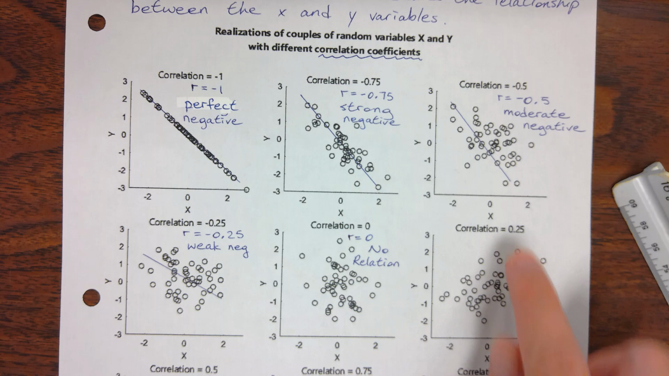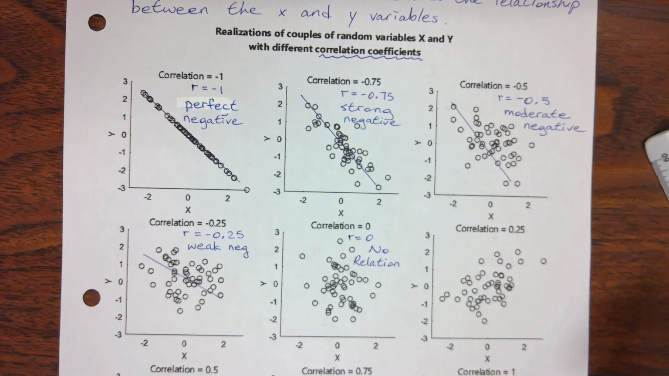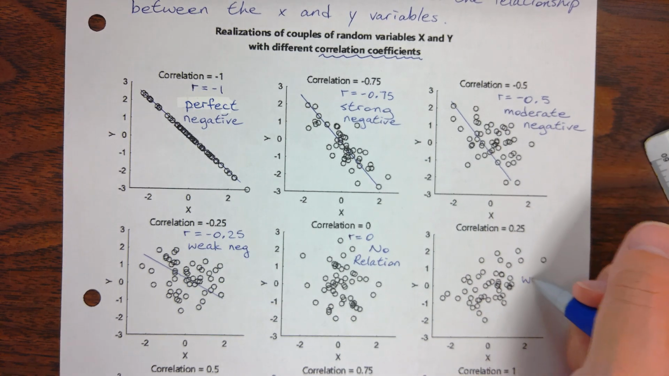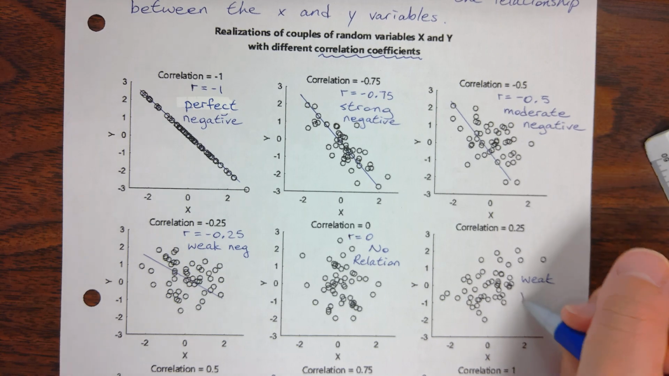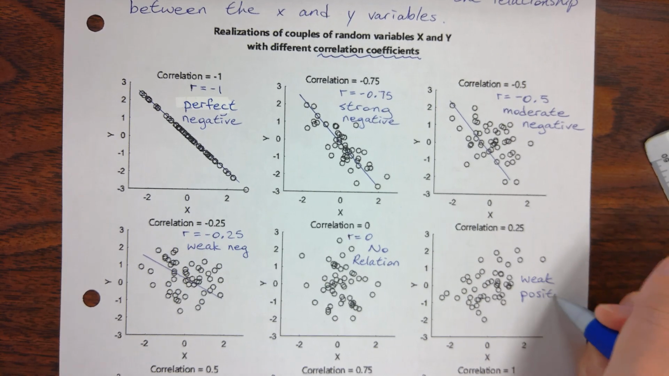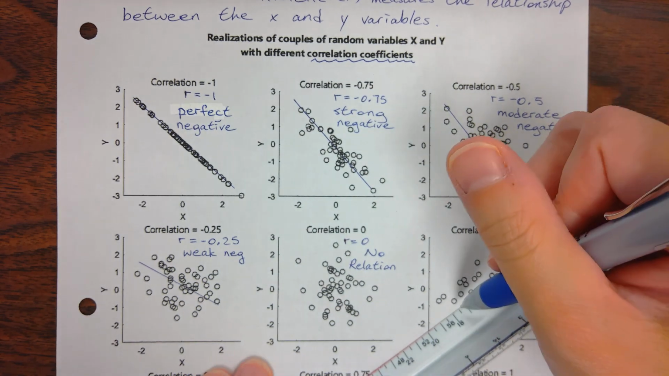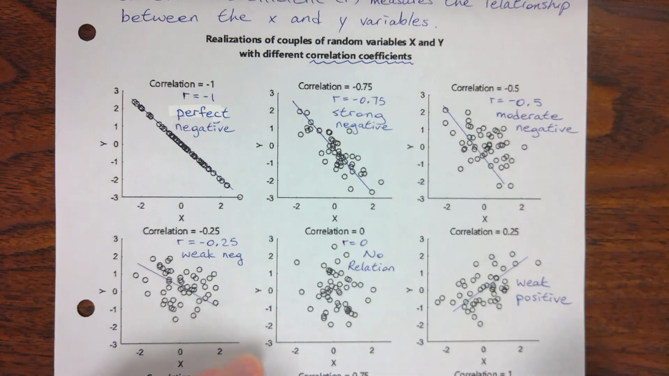So in that case, how would you describe r equals 0.25? Remember, you need two words. Arvin. Weak positive. Excellent. Weak positive. And I can tell it's positive because my line now is this way.